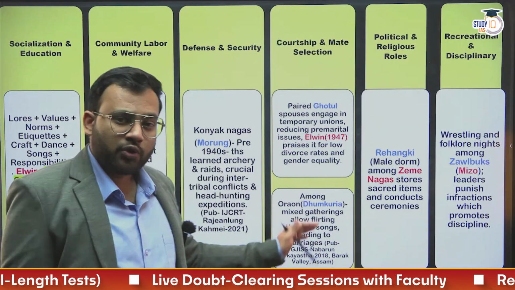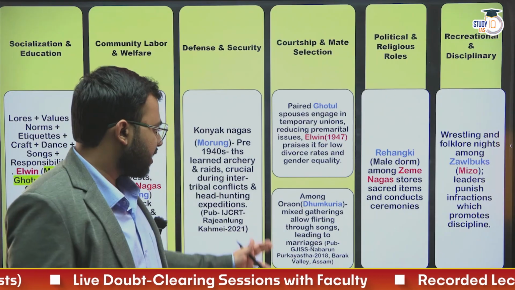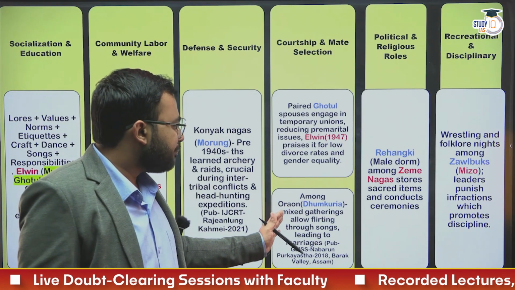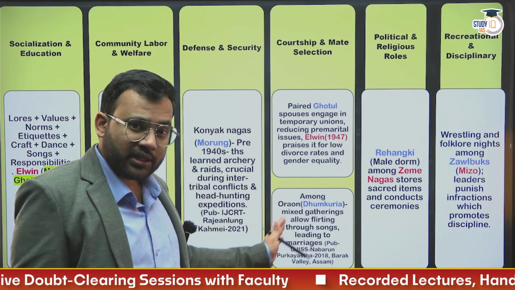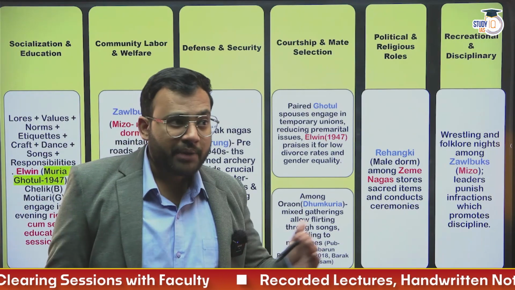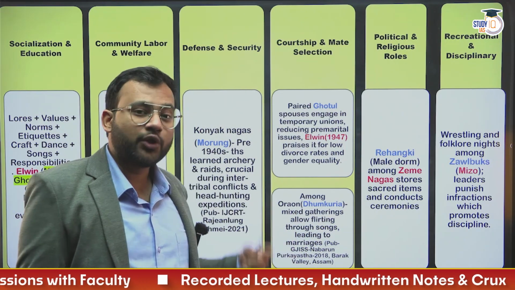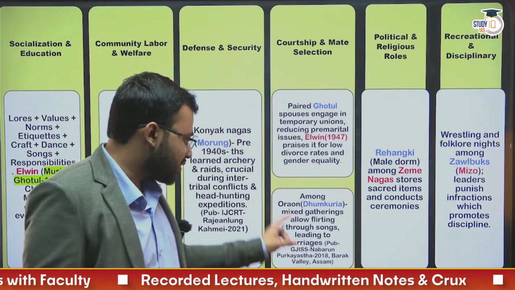Next, among the Oraon Dhumkuria, which has been studied by S.C. Roy and a lot of other later researchers as well, it was highlighted that the mixed gatherings among the Oraon allows flirting through song. So the members are flirting through the songs, which often lead to prospective marriages among them.